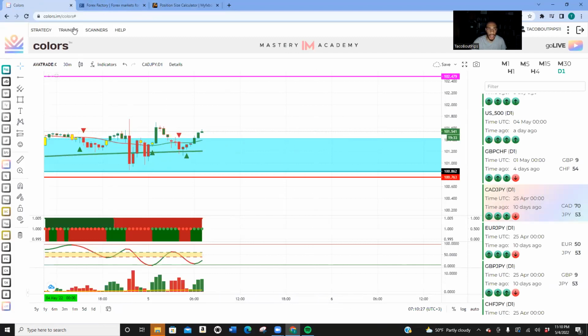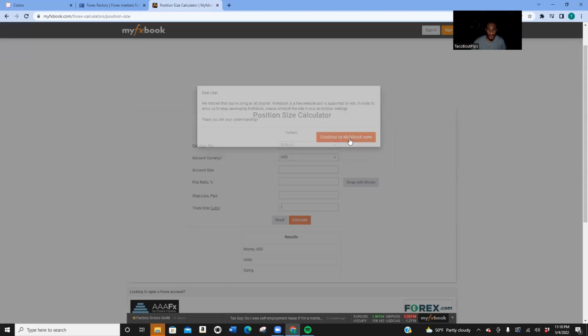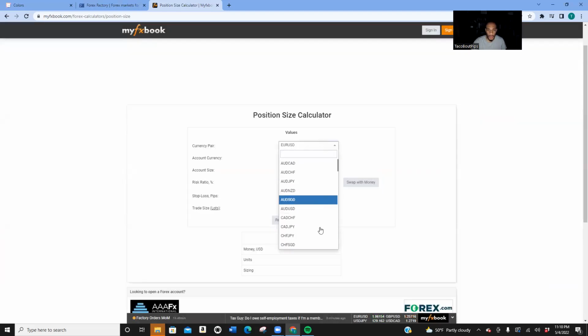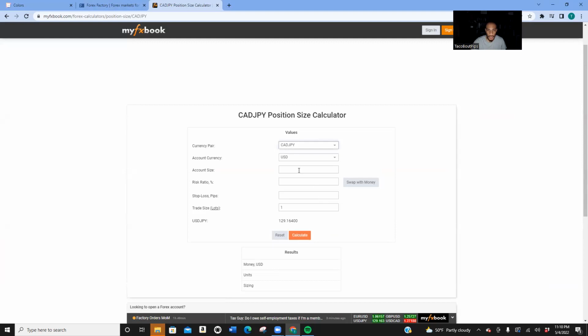All right. So we go to CAD JPY. Go to CAD JPY. All right. And then you put your account size. So let's see, for this account, we started a $20,000 account. Okay. And our risk, we're just going to risk that 3%. And our stop loss is 75 pips.